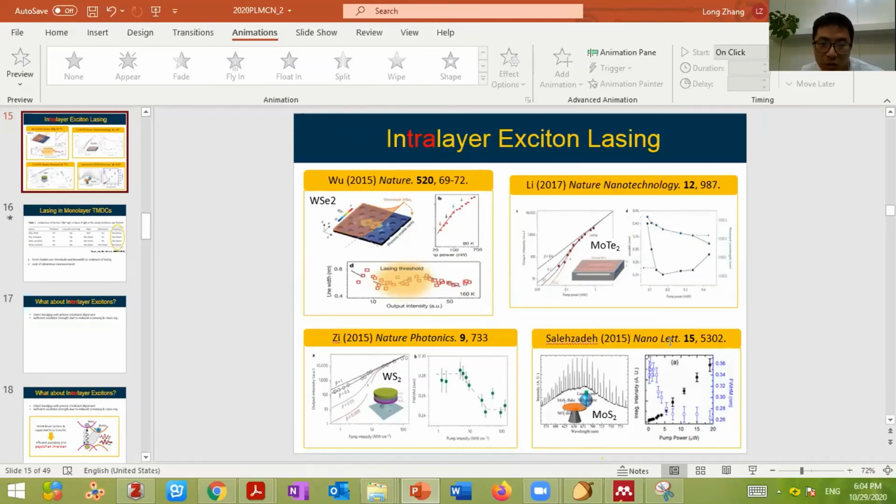But in the heterobilayer, it's clear that it is in the weak coupling region, right? Because the oscillator strength of the interlayer exciton is much smaller, so you cannot reach strong coupling. So in that case, the mechanism of lasing is just a conventional semiconductor laser. You need population inversion. Once you reach that density, when the gain is over the loss, it's easy to understand that lasing can happen.